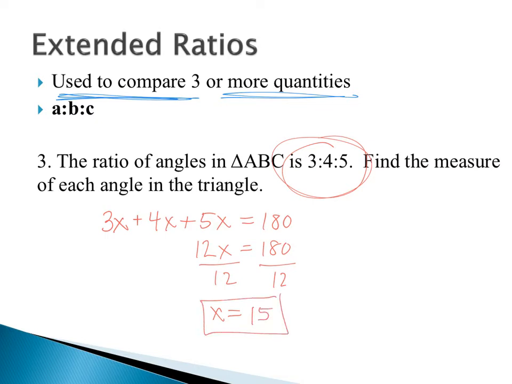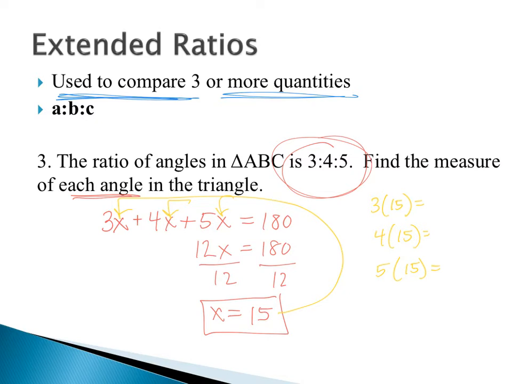But 15 is not our final answer. They want us to find the measure of each angle in the triangle. So what we're going to have to do is take our answer, our 15, and plug it in by the 3 and by the 4 and by the 5. So we're going to do 3 times 15 and 4 times 15 and 5 times 15. Again, I would recommend you use your calculator to make sure you don't make any mistakes.